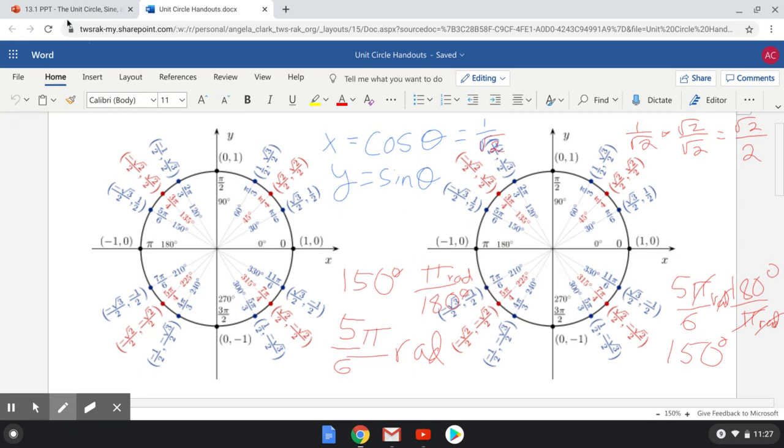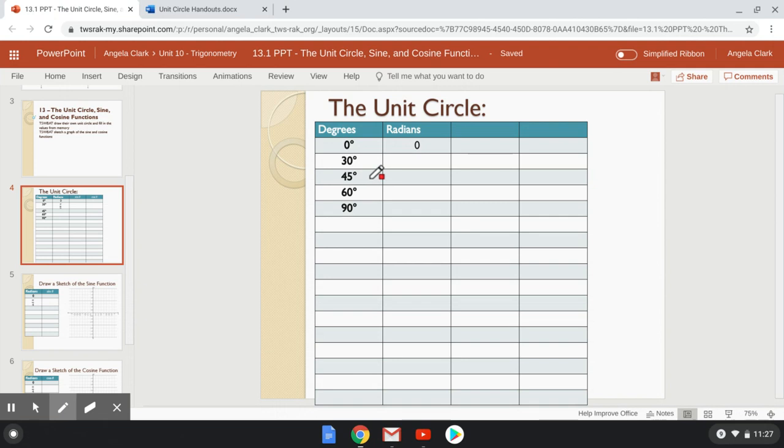So for now, though, let's go ahead and fill out this table so that we can talk about some patterns. It's actually some really interesting patterns that are going to make this a lot easier. So first of all, we're going to go from degrees to radians, and then we're going to find x. Remember, that's cosine, and we're going to find y, which is sine.